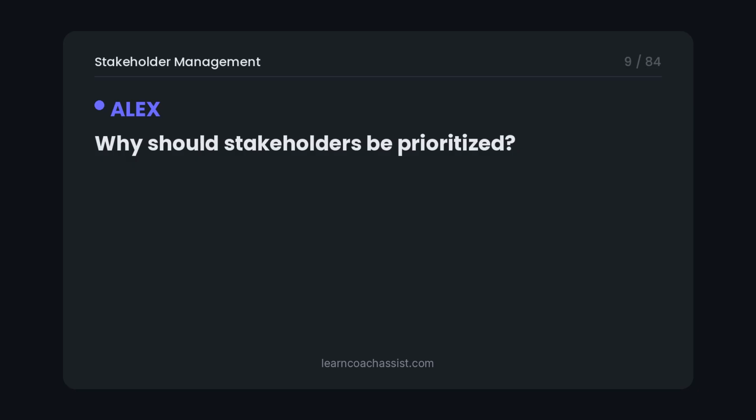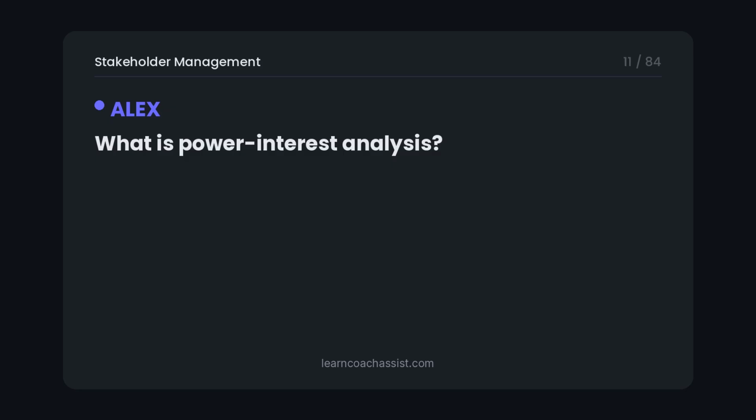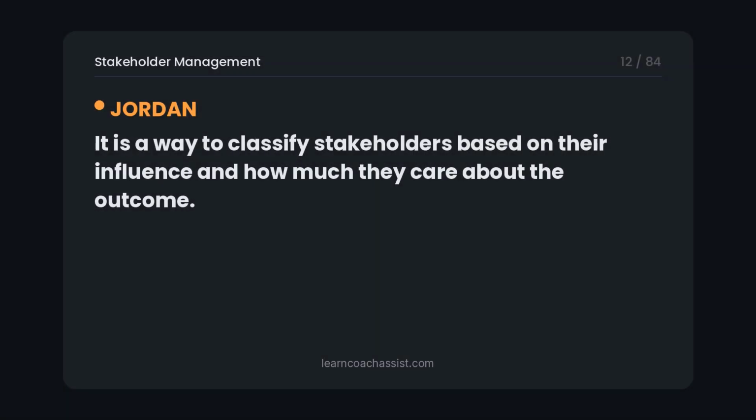Why should stakeholders be prioritized? Not every stakeholder needs the same level of attention, so prioritization helps teams focus limited time well. What is power interest analysis? It is a way to classify stakeholders based on their influence and how much they care about the outcome.